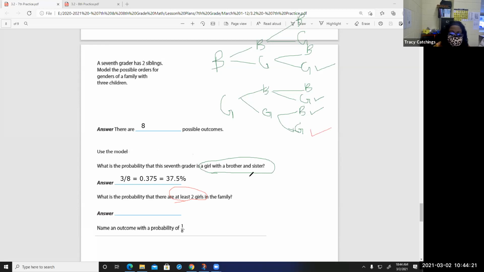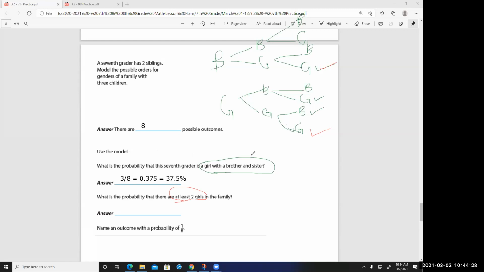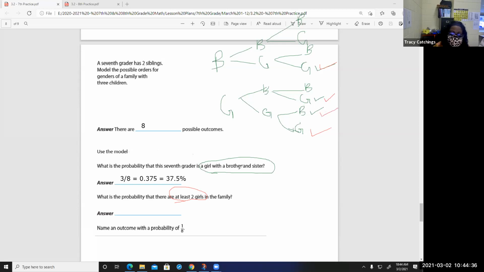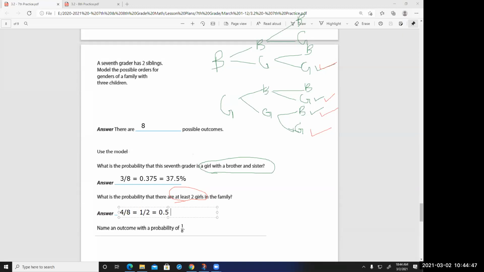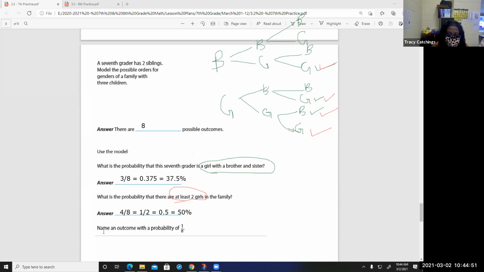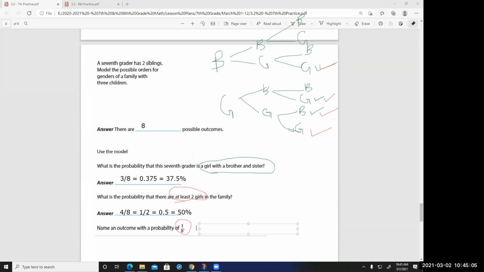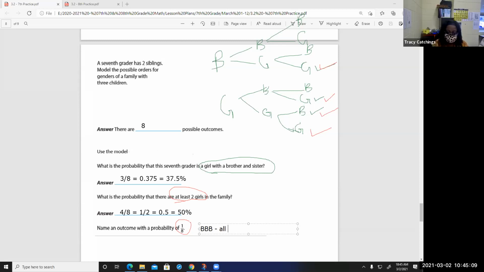All right, it said the probability of at least 2 girls. GGG. BGB. BGG, okay. Got it. And now we'll do GGB. All right, 4 out of how many? 8. Simplifies to a half or 0.5, 50%. And then it says name an outcome with a probability of 1/8. What up there can I only get one time? One time. BBG. BBB, all boys. Or GGG, all girls.